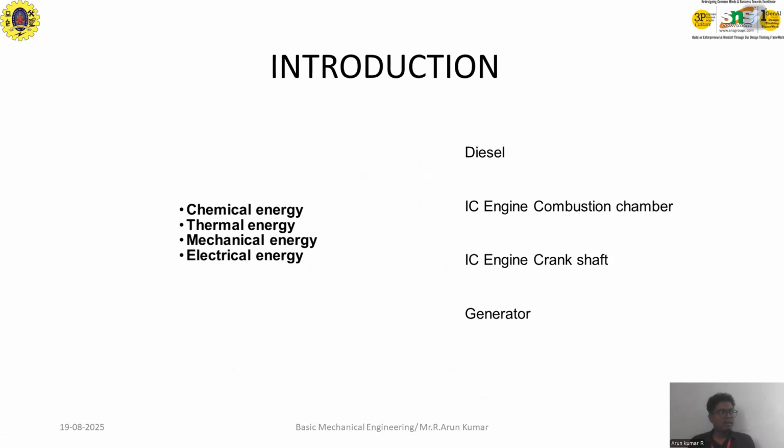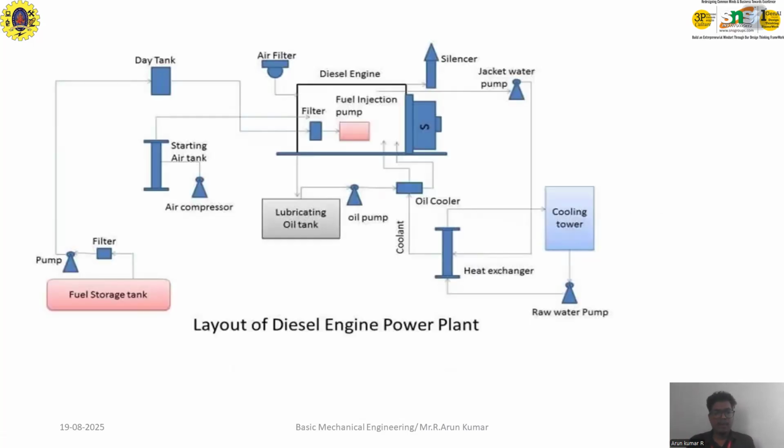Now the thermal energy is transferred to mechanical energy, which is like a movement, a piston and cylinder arrangement. It moves forward and in reverse, from top dead center to bottom dead center. The movement of the piston transfers the energy to the crankshaft, then to the flywheel, and the energy is extracted by the generator when producing electric power. The main components here are diesel, the IC engine combustion chamber, the IC engine crankshaft and the generator. Here IC stands for internal combustion. This is a simple layout for understanding the diesel power plant.